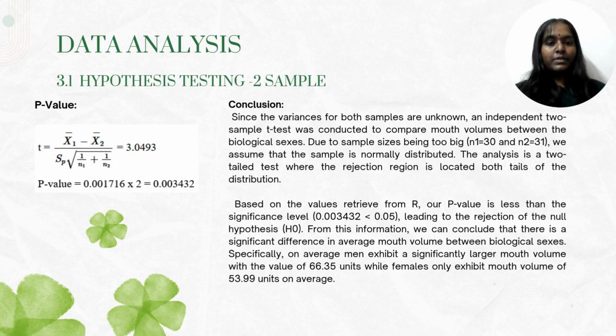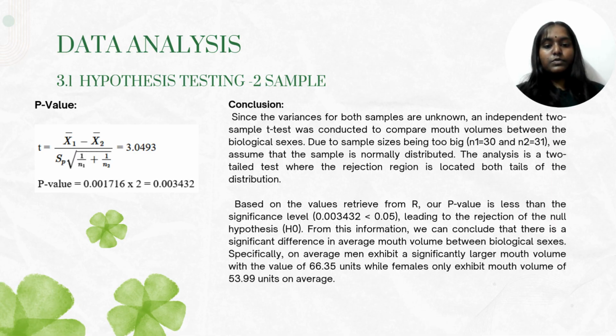By concluding the hypothesis testing, since we don't know the value of variance for both samples, we conduct an independent two-sample t-test to compare the mouth volumes between two biological sexes. Due to the sample sizes being large, which is n1 equal to 30 and n2 equal to 31, we assume that the sample is normally distributed. And the analysis is a two-tailed test.